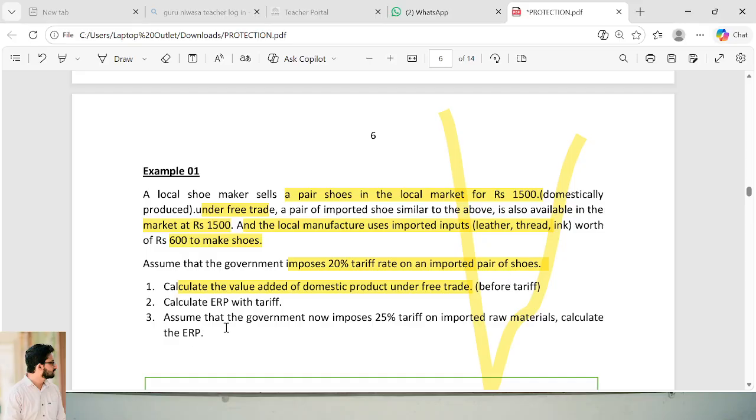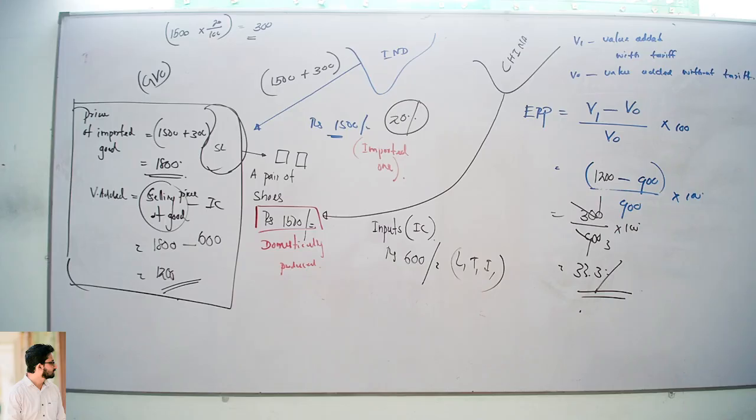Now what happens, lamai? Assume that the government now imposes a 25% tariff on imported raw materials. So there's a big problem, lamai. Now the government wants to impose a tariff on imported raw materials as well. How much percentage? 25%. Then, Buddha, the question asks you to calculate the new ERP, effective rate of protection. Answer question number three.